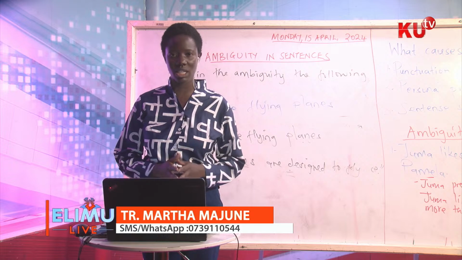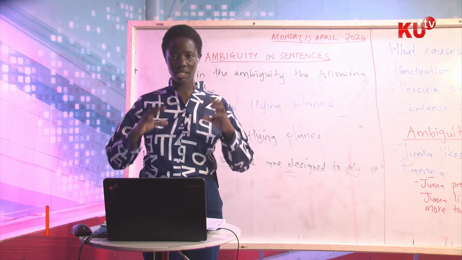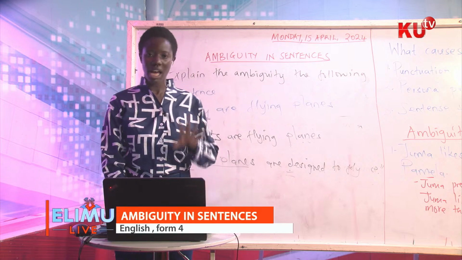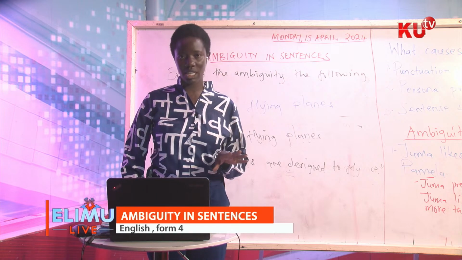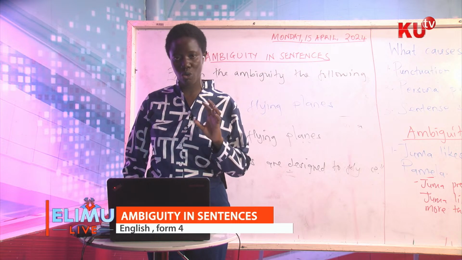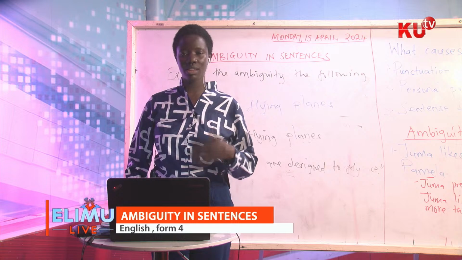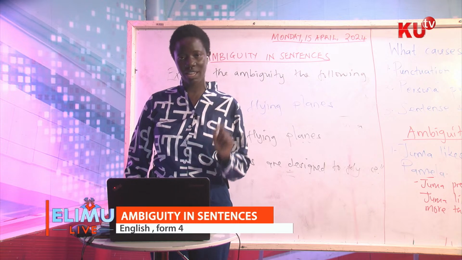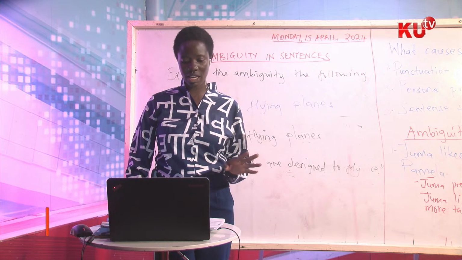So the meaning of this word ambiguity is that it's a phenomenon, or rather a situation, whereby a sentence can be confusing, and thereby you are supposed to be clear in your communication, just to make sure that the audience or whoever is listening to you gets it clear, or rather gets clear what you are saying.